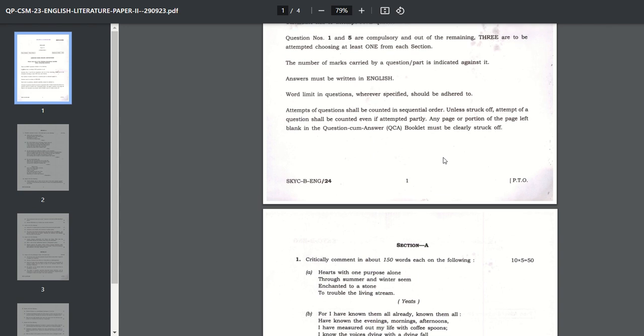So this is the overview of the question paper of the English literature series. I'll be discussing everything in detail, of how to answer.